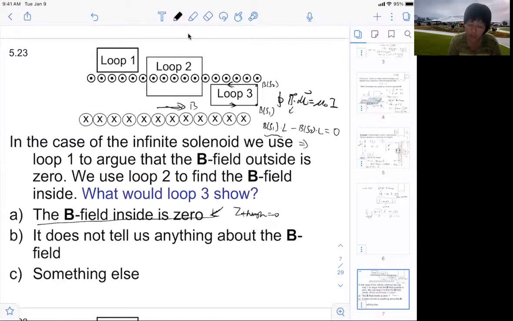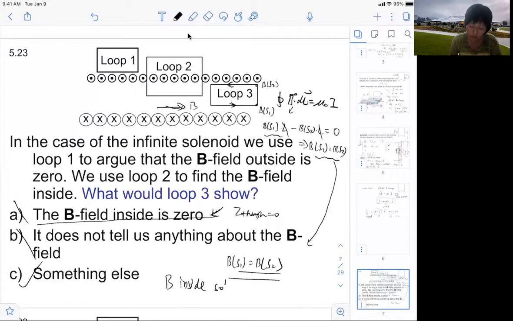Because if you look at this equation, all it tells you is B_S1 is equal to B_S2. The line integration, the circulation, is 0. Okay, so what does this really tell us? It's not A, it doesn't tell us nothing. It tells something else. What is that something else? What does it tell us? That B inside a solenoid is constant. Very good. That is what we derived.